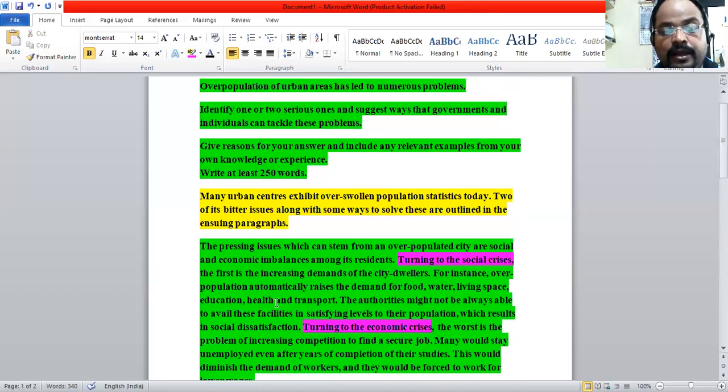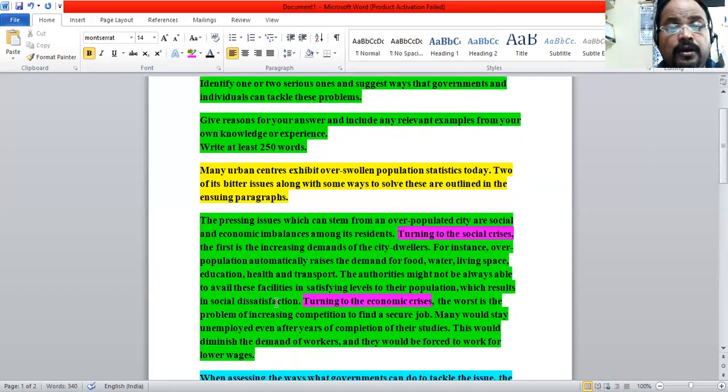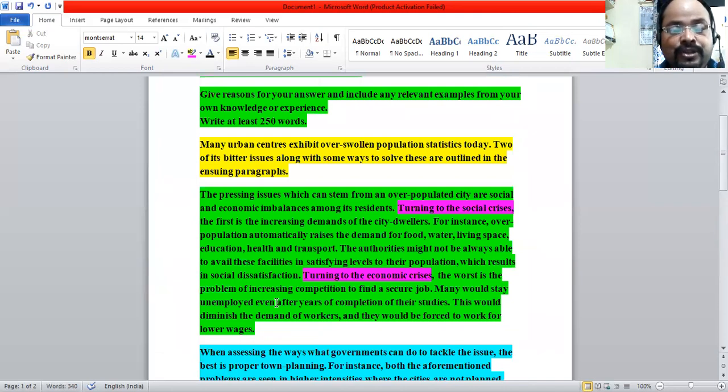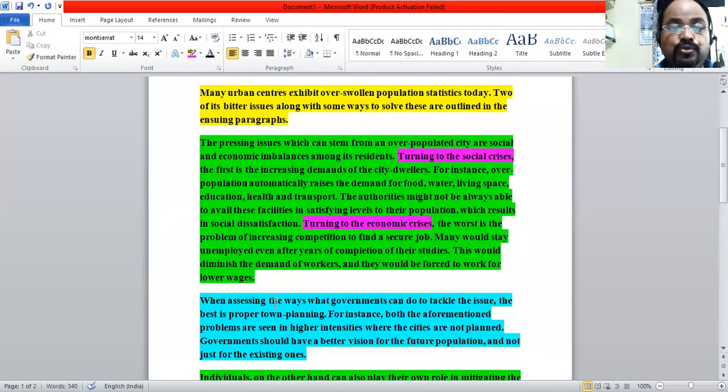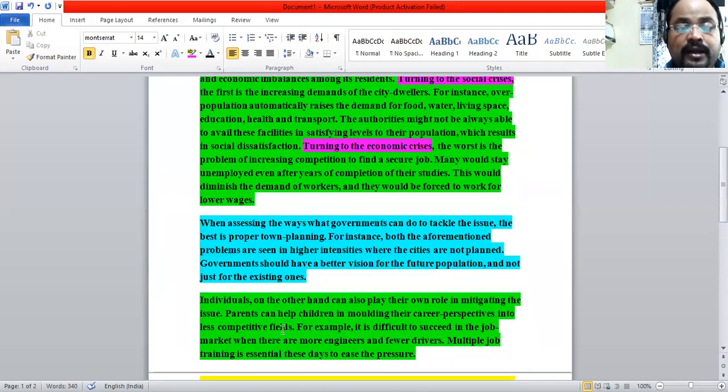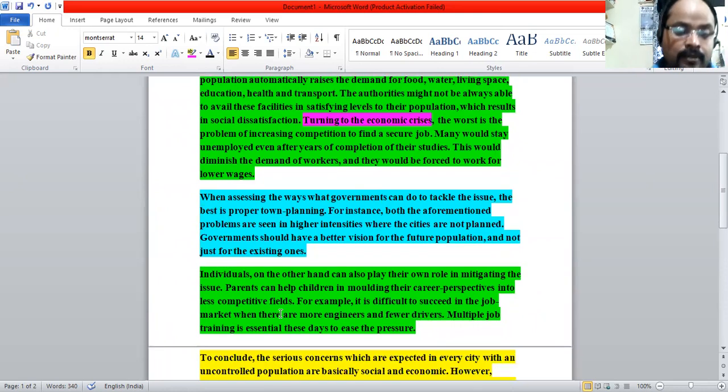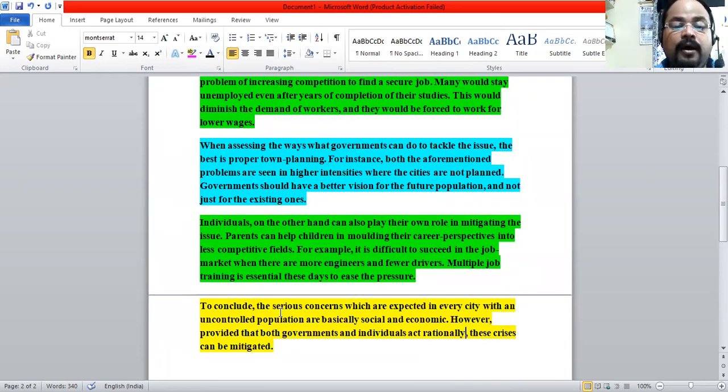So the two-sentence introduction we do have, and the issues are discussed. The two pressing issues, the social and economic issues, are presented in the first big paragraph, and two smaller paragraphs are given. One is the solutions from the part of the government, another is the solution from the part of the individuals, and the whole essay is concluded at the end in just two sentences. And this is the end of the explanation here.